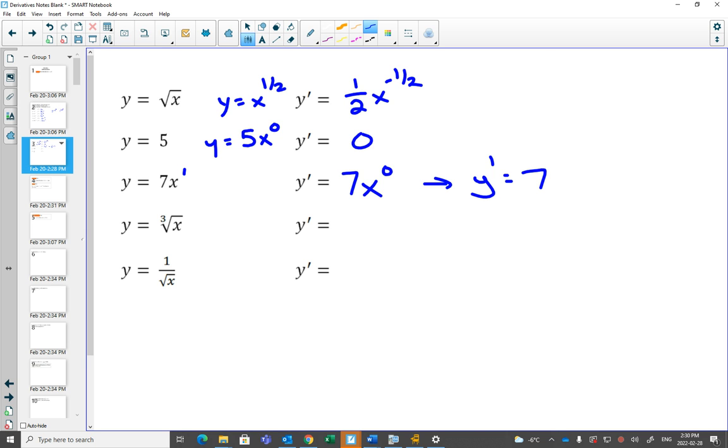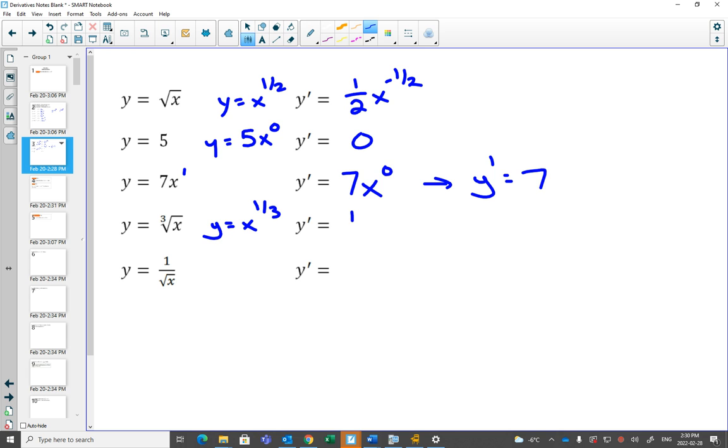Now, if you think about 7x, that's a straight line. y equals mx plus b. What is the slope of y equals 7x? 7. And if you drew a tangent, a straight line, the tangent to the straight line is itself. No matter what point you put it on, the slope of that line is always 7. So it should make sense that a line with a slope of 7 would have all of its tangents also have a slope of 7. Here with a cube root, you would change your cube root to x to the 1/3.